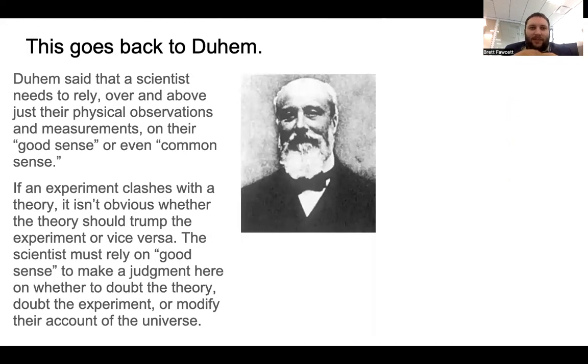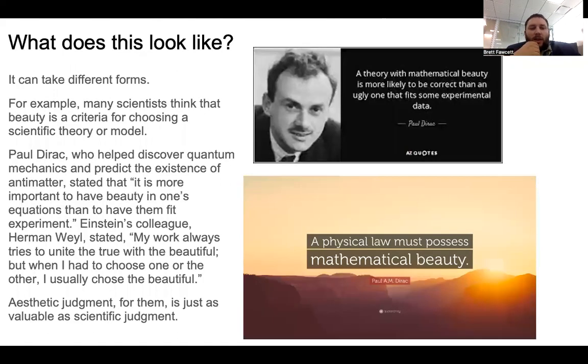Again, let's go back to Duhem. Duhem says that a scientist needs to rely over and above just their physical observations and measurements on what he calls good sense, even common sense, he calls it sometimes. So if an experiment clashes with a theory, it's not obvious right away. Should the theory trump the experiment, or should the experiment trump the theory? Well, basically, the scientist for Duhem has to just rely on their good sense to make a judgment here about whether to doubt the theory, or doubt the experiment, or to modify their account of the universe. What does that look like? It can take different forms, and this is part of why scientific communities pick different paradigms, right?